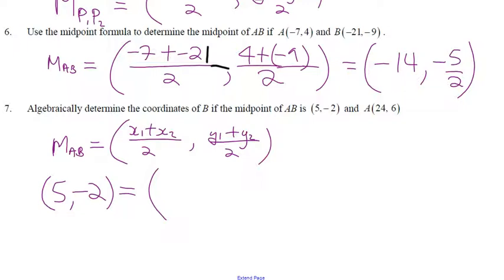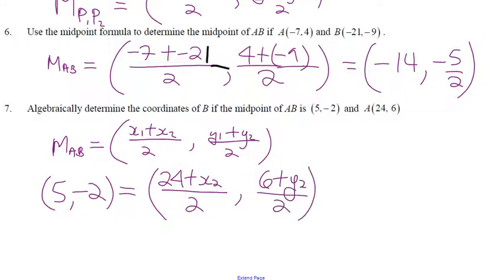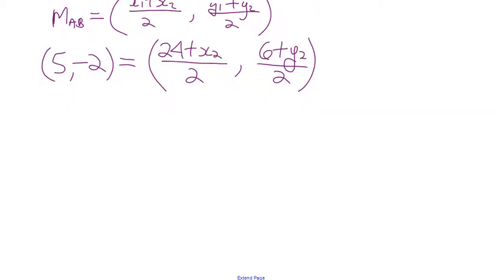What is x1? 24. What is x2? x2. There you go. What is y1? What is y2? What do we do now? Multiply it with the 2. What do we do now? Multiply.